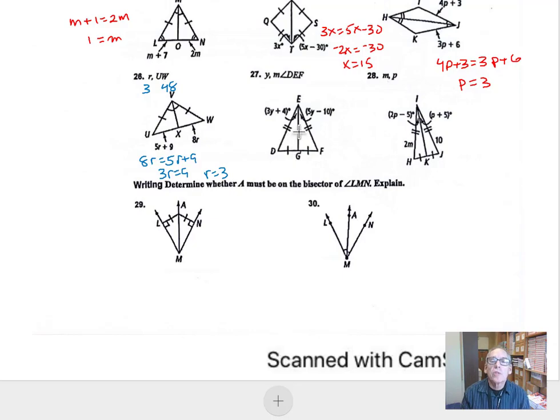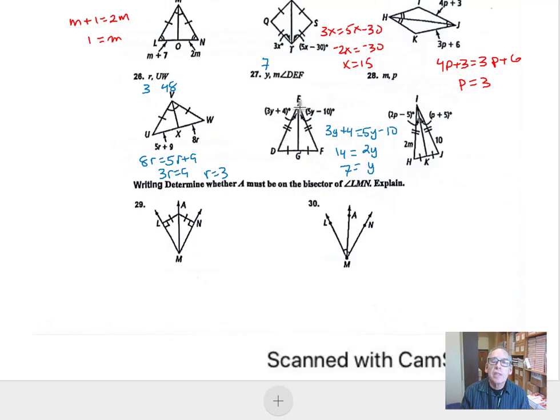Looking at number 27, these two angles are congruent to each other. So we have 3y plus 4 equals 5y minus 10. We're going to take 3y from both sides, and we're going to add 10 to both sides. So we get 2y is 14, y is going to be 7.